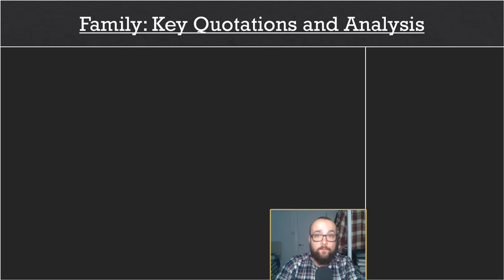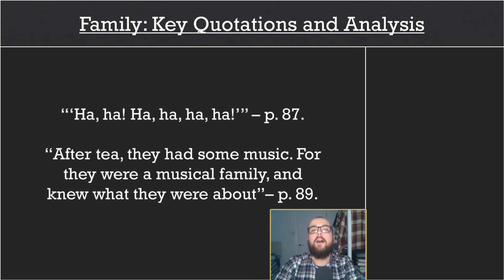Now we're going to stay in stave 3 for a little while longer, but now we're going to have a think about how Fred and his family and friends celebrate Christmas. The two quotations that we're going to look at come just a small handful of pages after the last one, and they are "Ha ha, ha ha ha ha," and "After tea they had some music, for they were a musical family and knew what they were about."